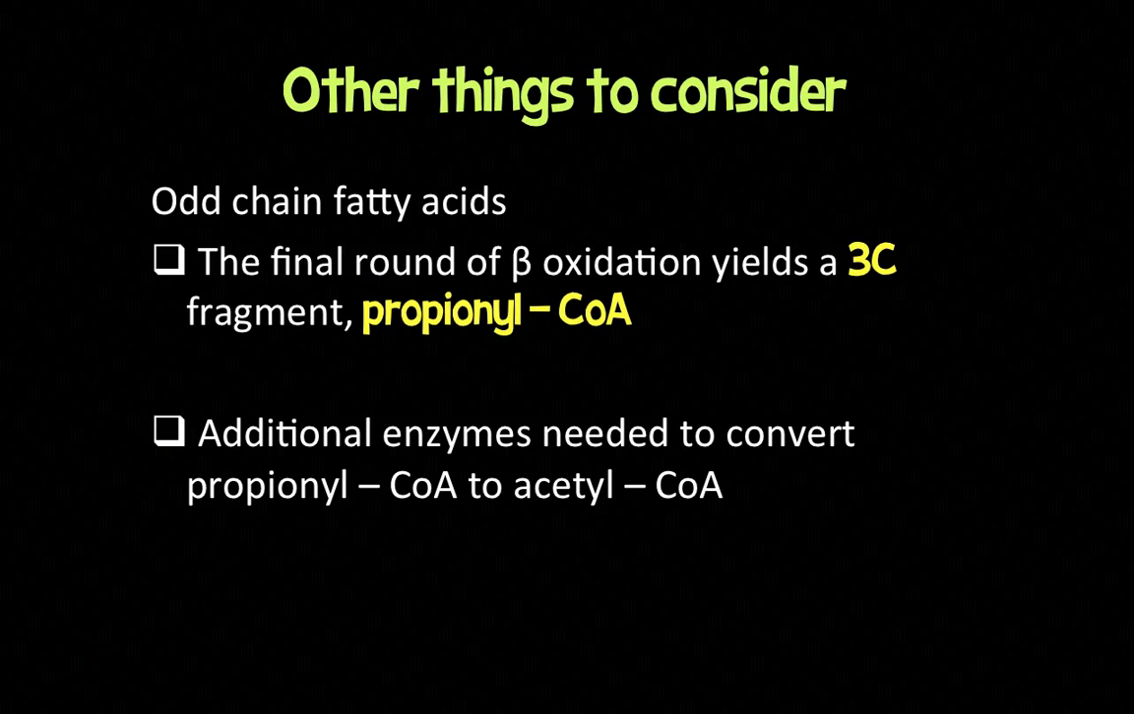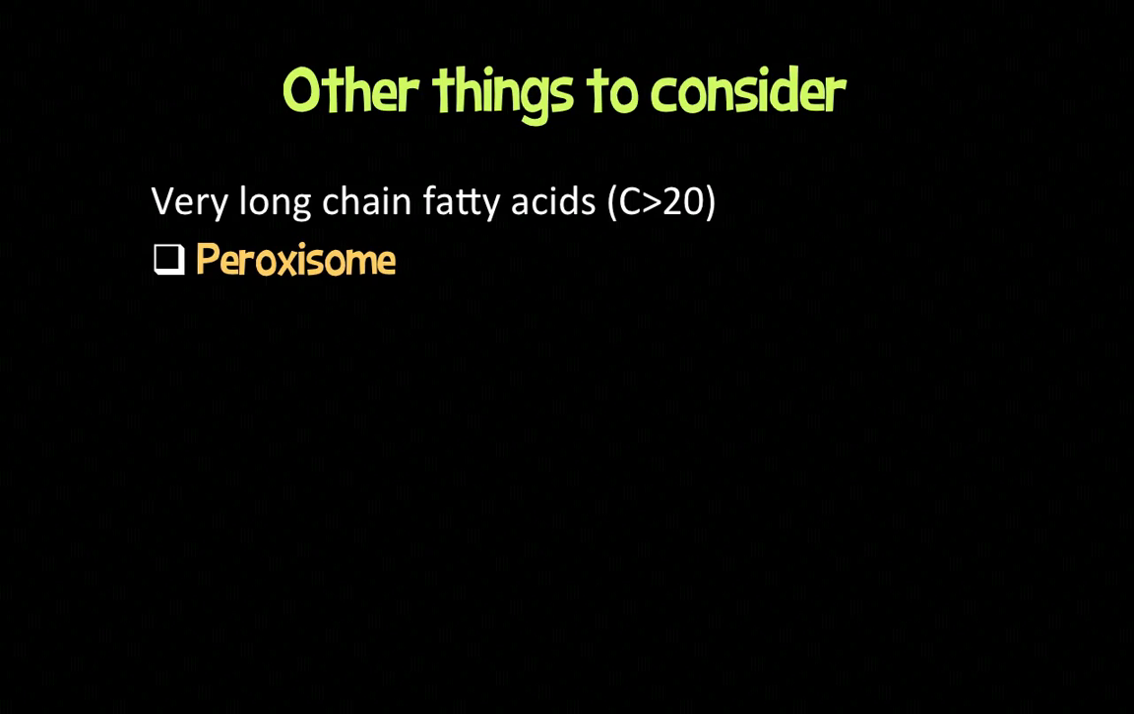All right, if you have an odd chain fatty acid, then you have some other things to consider. For instance, the final round of beta oxidation will yield a 3-carbon fragment called propionyl-CoA. So this will happen for all odd chain fatty acids. And when you get propionyl-CoA, you're going to have to use some additional enzymes to convert the propionyl-CoA to acetyl-CoA. All right, but that's not for our syllabus right now.